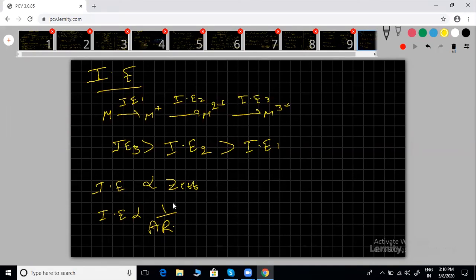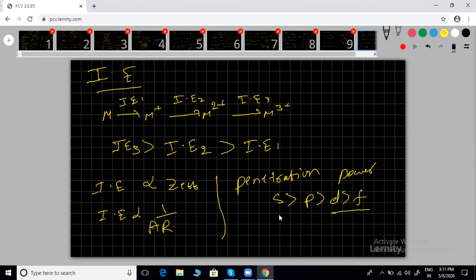And one more thing, penetrating power. Penetrating power is the electron moving towards the nucleus. So the S orbital has that character. Penetration power is more for S orbital, then P orbital, D orbital, and F. So you can remove an electron easily from these orbitals, not from the S orbital. Those have strong attraction towards the nucleus. Clear?